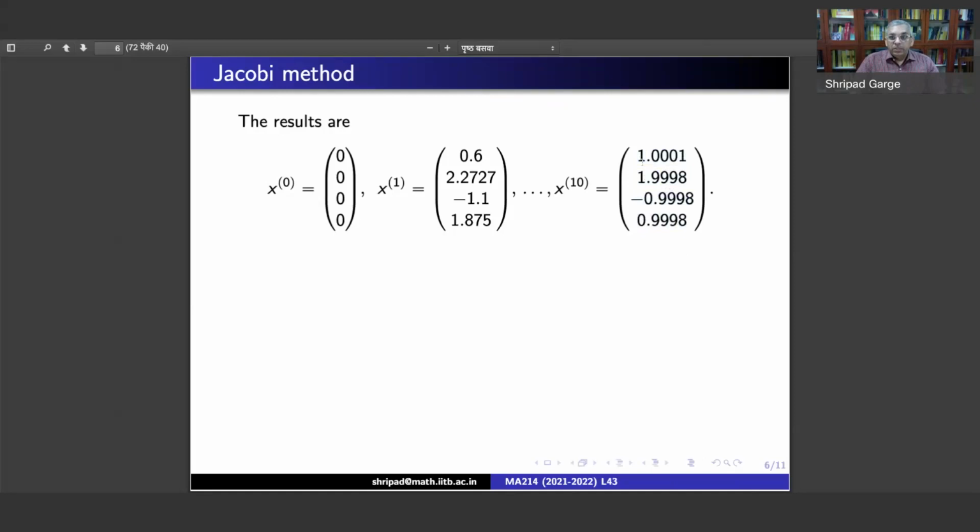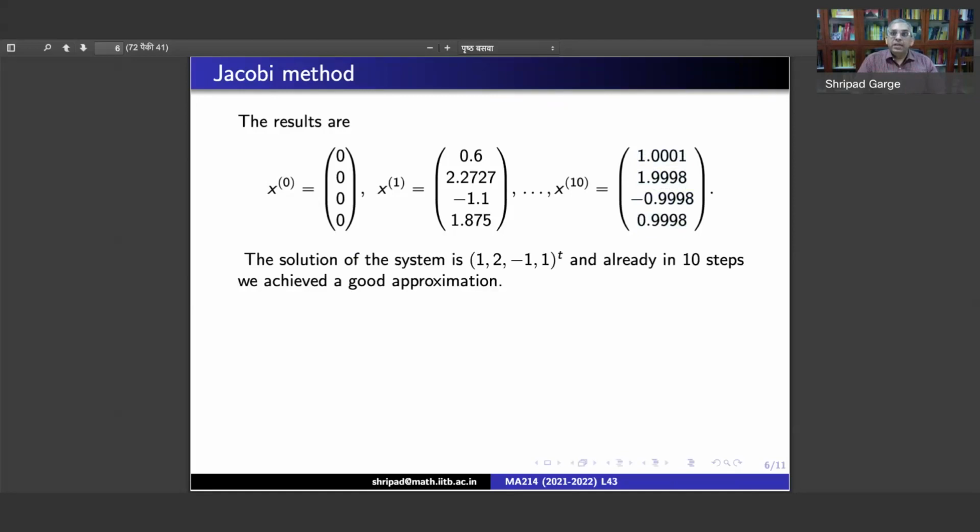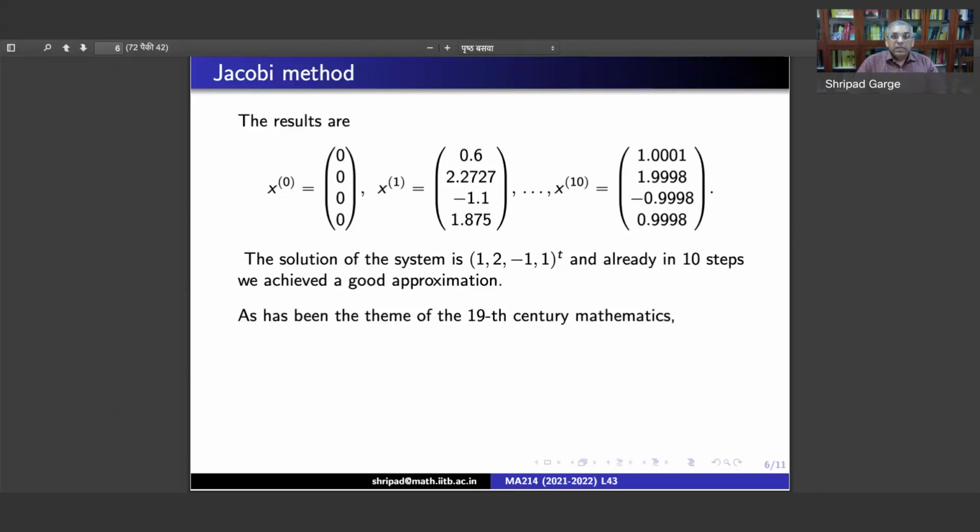So it is reasonable to expect that the solution is 1, 2, minus 1 and 1. That's what the solution is, 1, 2, minus 1, 1. And already in 10 steps, we have gone closer to the solutions in the sense that the error is less than 10 power minus 3. So this is what we have been able to achieve.